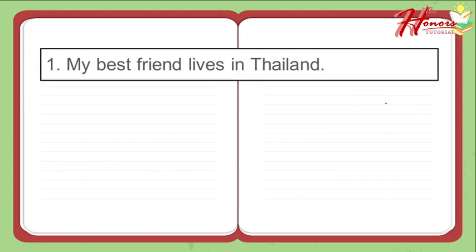My best friend lives in Thailand. Again, we are looking for the complete subject in the sentence. What do you think is the complete subject? Very good. The complete subject is what, to whom is the sentence about, or what is the sentence all about? So this sentence is talking about my best friend. So therefore, this is our complete subject. So my best friend. Where do you think is the simple subject? Okay, the simple subject is friend.